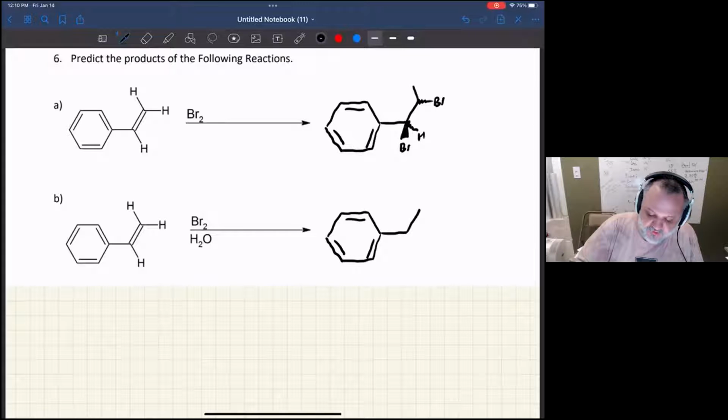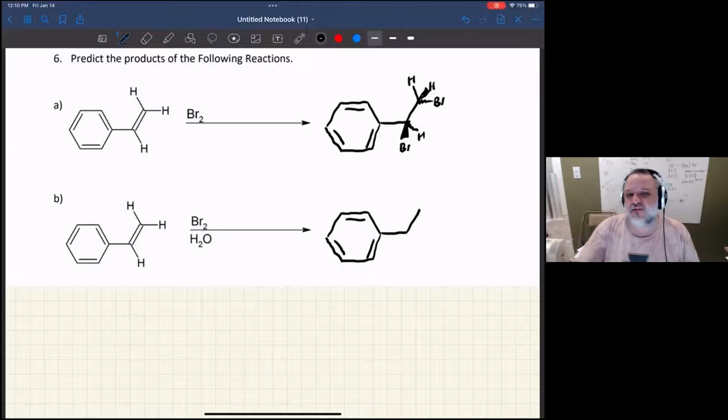Even though the bromines add anti from each other, there's not actually a stereocenter here, so I don't typically have to show that. But I just want to remind you, the reader, that in fact the bromines do add anti from each other. And if one of these hydrogens was a deuterium, it would definitely matter at that point.